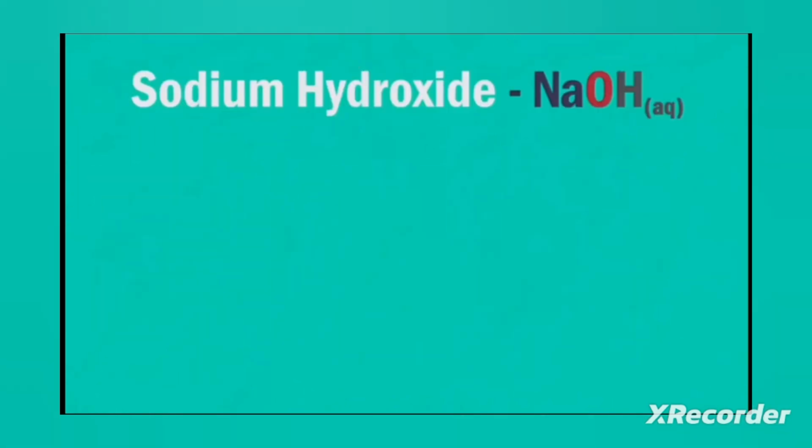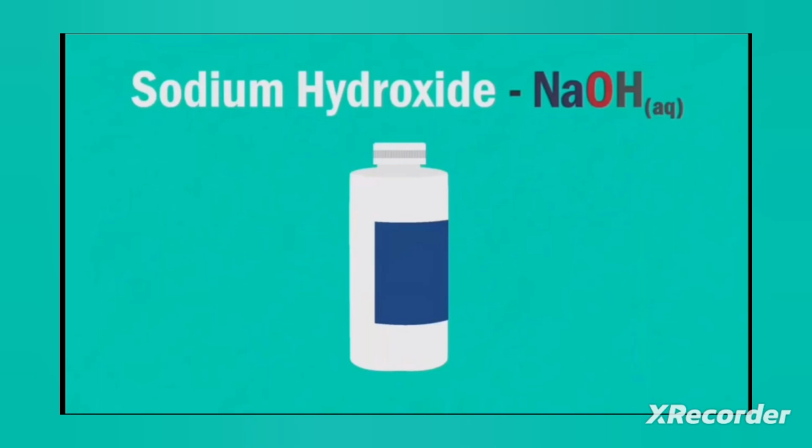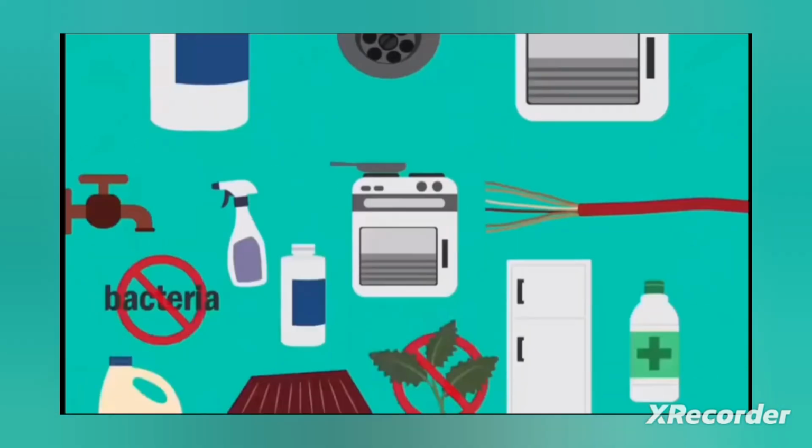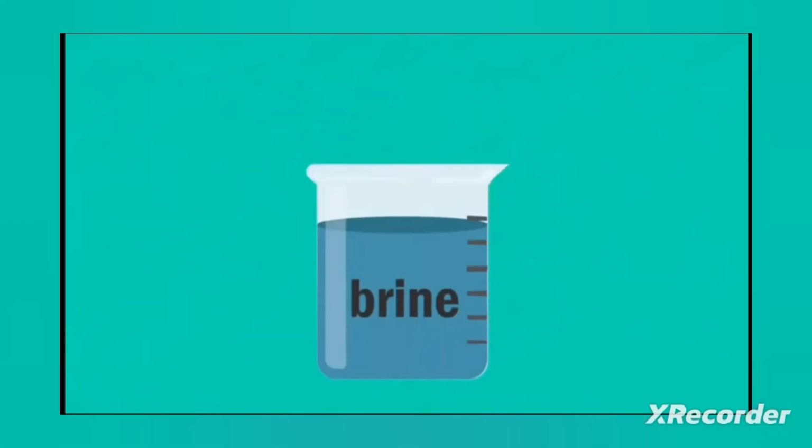Sodium hydroxide is another cleaning product, and the most common use for it in the home is for cleaning ovens and unblocking drains. That's a rather amazing collection of uses from our original brine.